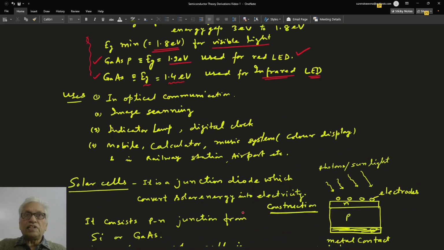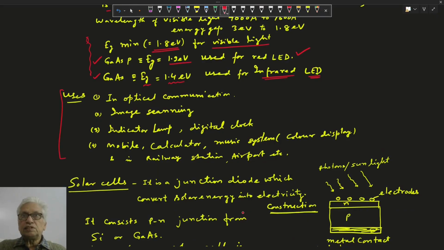Now, LEDs can be used in optical communication, image scanning, indication lamps, digital clocks, mobiles, calculators, music systems, different color displays, railway stations, airports, etc.